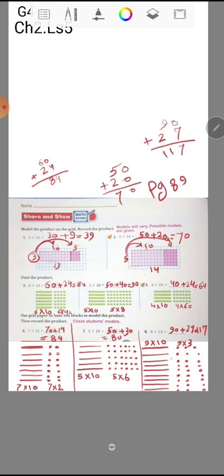You can use the grid here, grid paper. If you have a grid paper, you can use it to find the answer like this, as we learned right here.